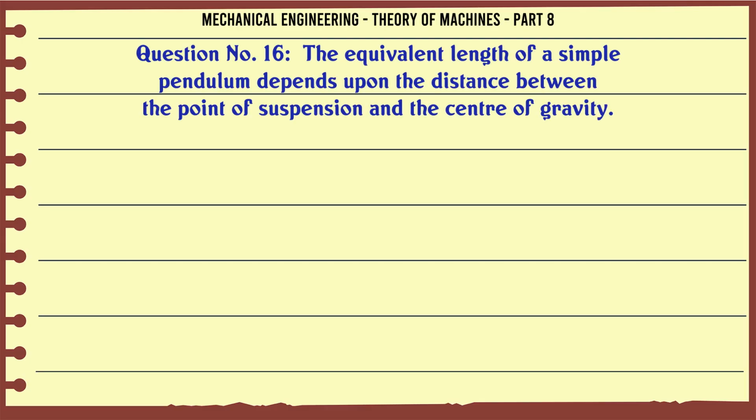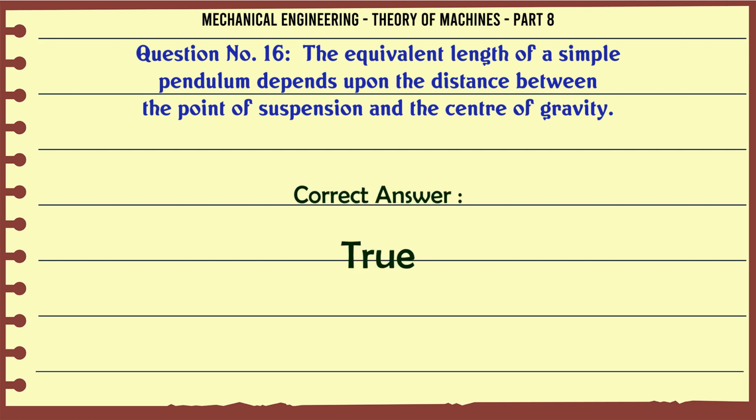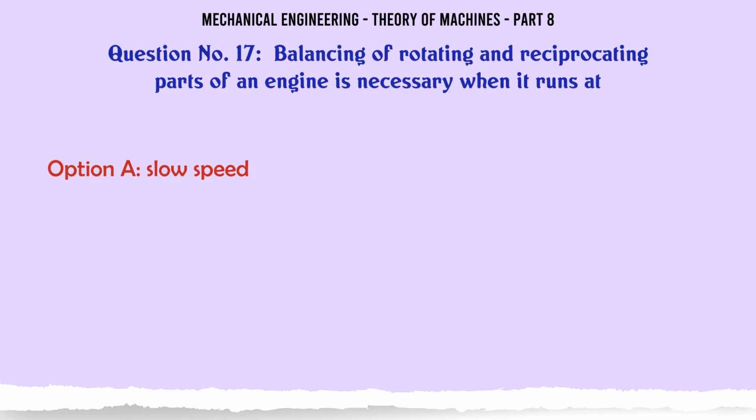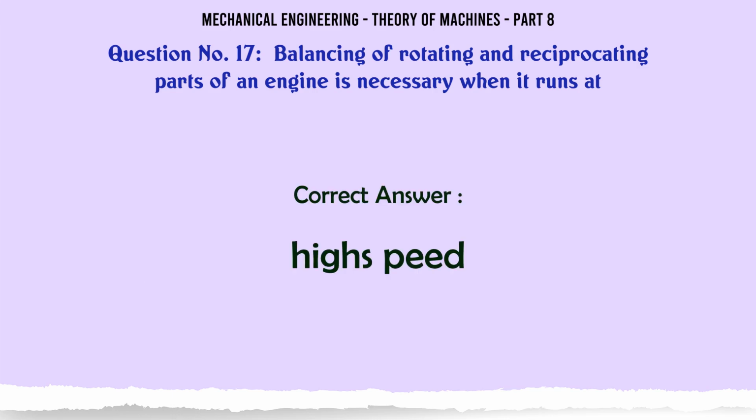The equivalent length of a simple pendulum depends upon the distance between the point of suspension and the center of gravity. A. True, B. False. The correct answer is true. Balancing of rotating and reciprocating parts of an engine is necessary when it runs at: A. Slow speed, B. Moderate speed, C. High speed, D. Any one of these. The correct answer is high speed.